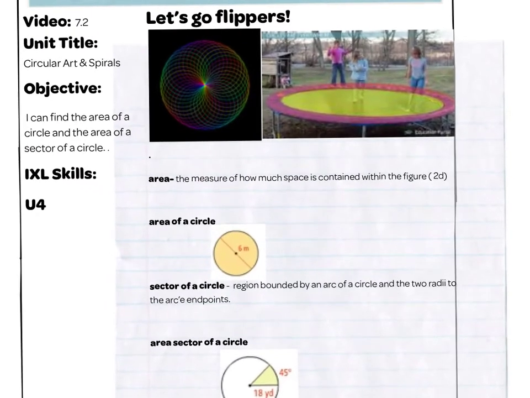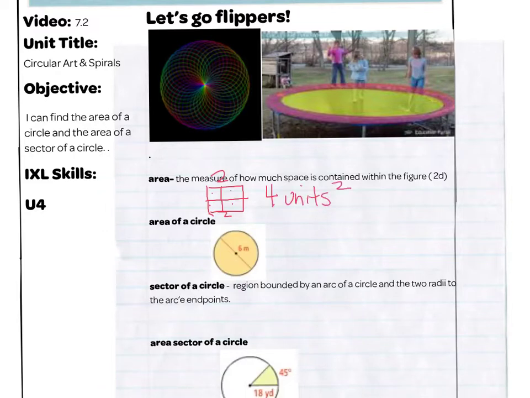So the first thing we want to write down is the definition of area in general, and that is the measure of how much space is contained within a figure. And this is going to be 2D. So if I had a square, and it was 2 by 2, the area of that square would be 4. And you guys know that because there are 4 1 by 1 boxes within the space. So that will be 4 units squared.